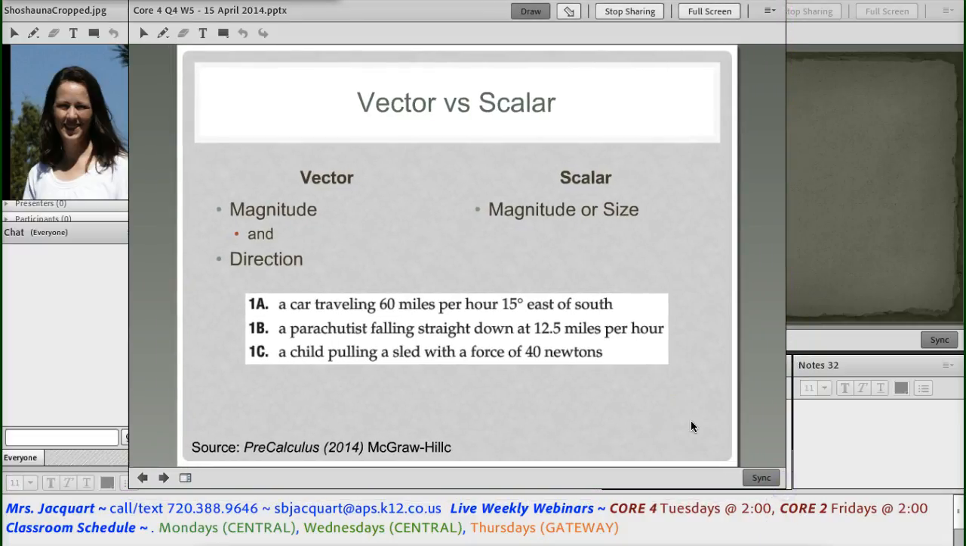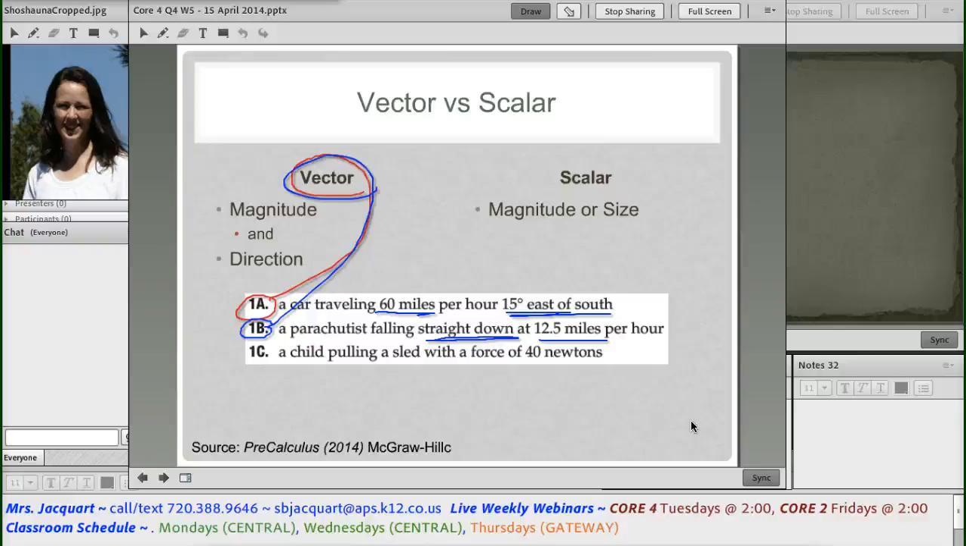So a car traveling 60 miles per hour at 15 degrees east of south. That would imply magnitude and direction. So A belongs to vectors. Okay, so a parachute falling straight down, it's telling you how they're falling at 25 miles per hour. So B would also be a vector.